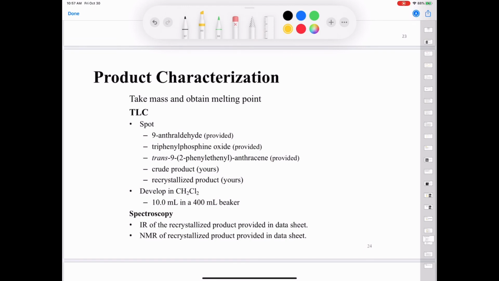Product characterization is pretty quick. You're going to mass the product, and you're going to take a melting point. You're going to take a TLC. On the TLC, be sure to spot the starting aldehyde, the triphenylphosphine oxide, which is the side product from the reaction, an authentic sample of the product, the crude product, and you're not going to be making the recrystallized product, so we'll scratch that one off. You're going to develop your TLC in pure dichloromethane. And then in the data sheet, you're going to find an IR spectrum of the recrystallized product and an NMR spectrum of the recrystallized product.